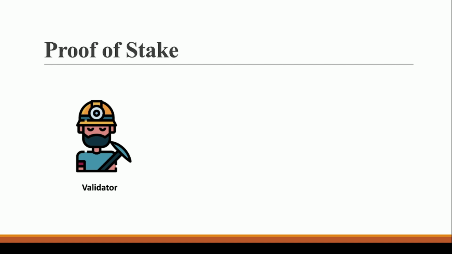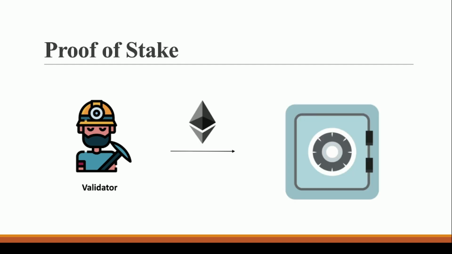Now, what do these validators do? These validators stake some of their ether to the Ethereum network. So this is your Ethereum network. You can think of it as a locker, for now I'm just demonstrating it as a locker. So they stake some ether to the Ethereum network. Let's say you have 2 ether and you are going to stake 2 ether to this Ethereum network. Once you stake some ether, you are eligible and now you can mine for the Ethereum blockchain.